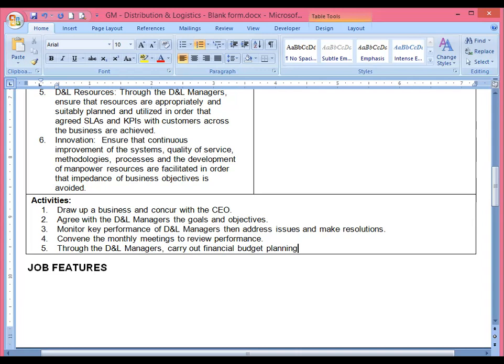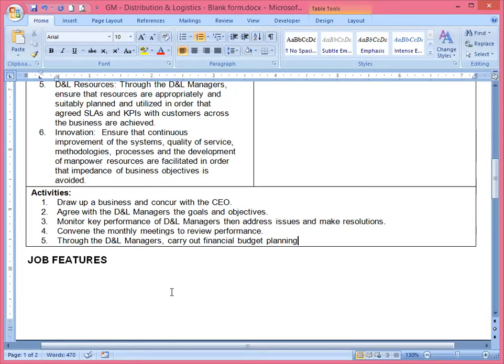I think that would be enough for now. There are many things you can write in the activities, but the GM has limited activities actually. He has more in terms of the area of responsibility, but some of the activities of the GM are delegated to the DNL manager. So I think 5 activities is more than enough. Anyway, when it comes to job sizing and getting the right size of the job, activities is not so important. What's important is the area of responsibility, especially for higher positions like general managers.